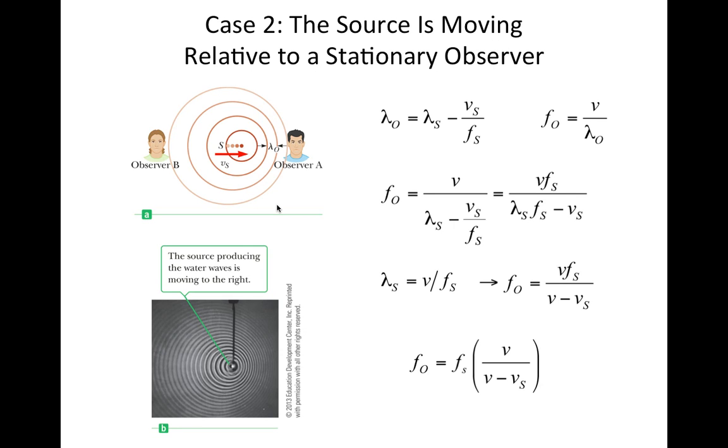As I put all of these formulas up here for you, the bottom formula here is the formula that we have to be able to solve for this. The frequency of the observer is equal to the frequency of the source multiplied by the speed of your wave divided by the speed of your wave minus the speed of your source. We're taking into account the different wavelengths of the observer and the source. We're taking into account the different frequencies. Your formula is this bottom formula here.